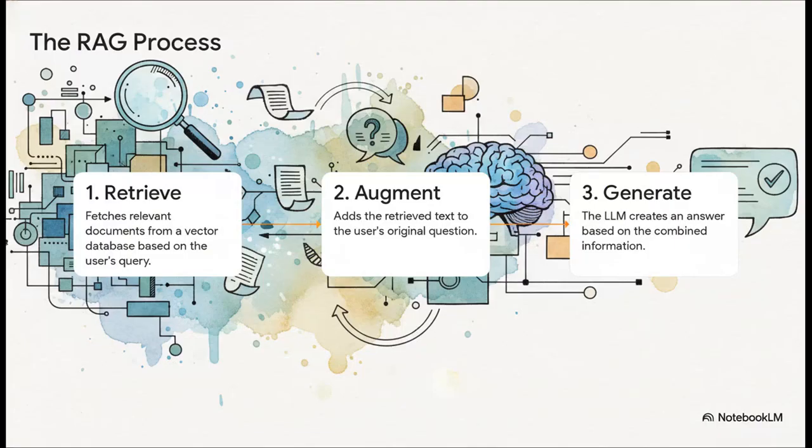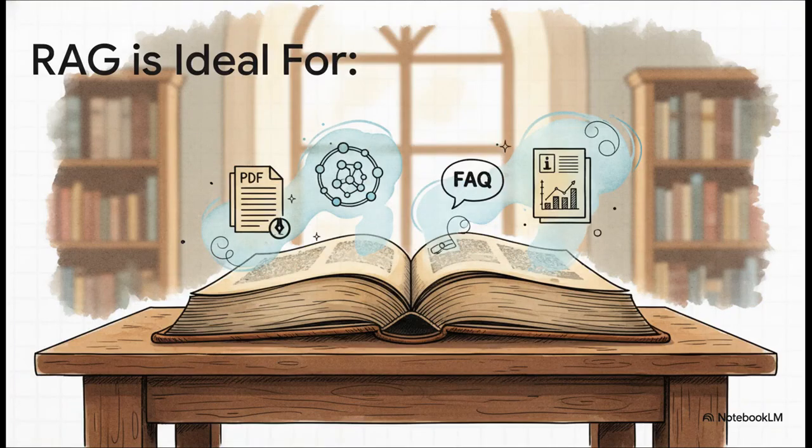The process itself is actually pretty straightforward and elegant. When a user asks something, the system first retrieves the most relevant docs from your knowledge base, which is usually a vector database. Then it augments the original question, just tacking on that retrieved text as extra context. And finally, it hands that whole package over to the LLM to generate a really precise answer. So it's just retrieve, augment, and generate. Simple as that.